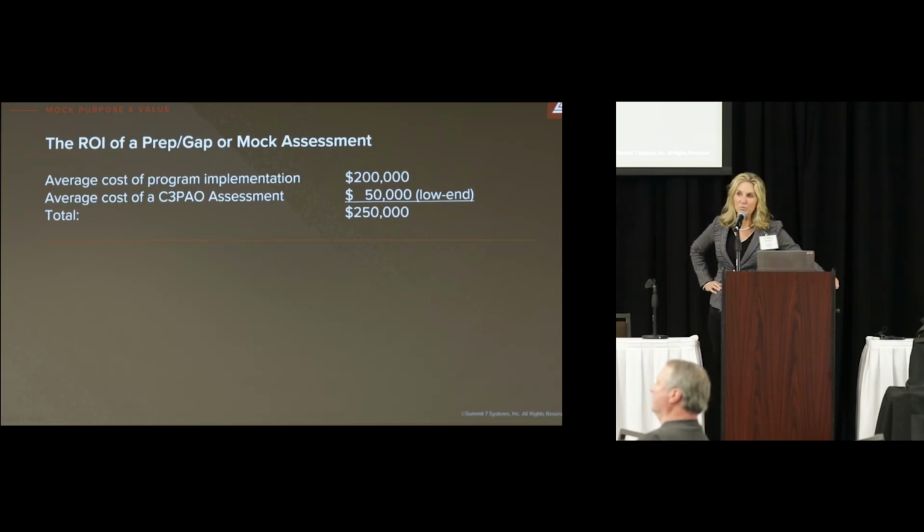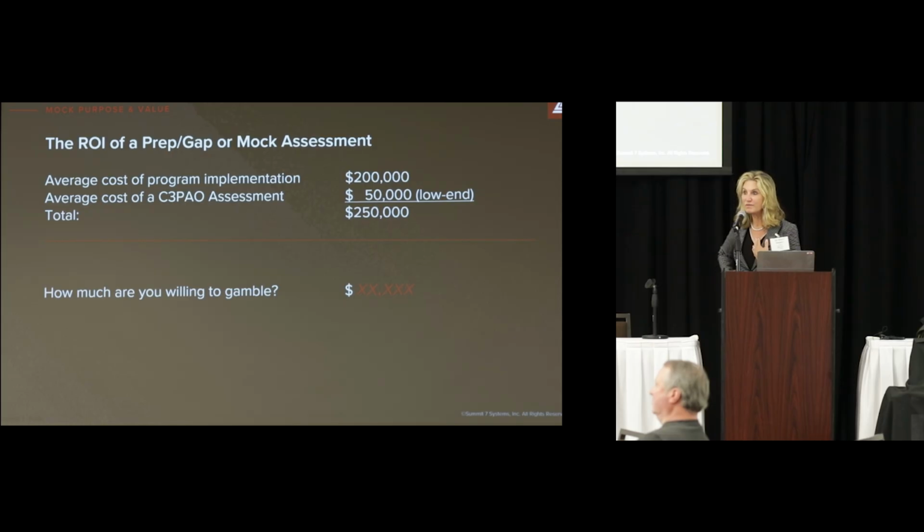If it even gets to the point where the C3PAO looks at your preliminary evidence, and you'll see what I mean with that in just a minute, if it even gets to that point, you're now in for $250,000 just to kick off the assessment, right? Just to kick it off, not knowing if you're gonna pass. So my question is, how much of that are you willing to gamble?